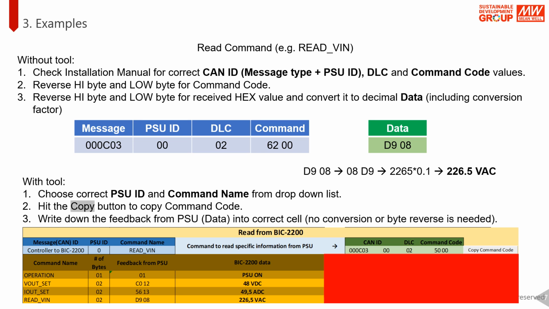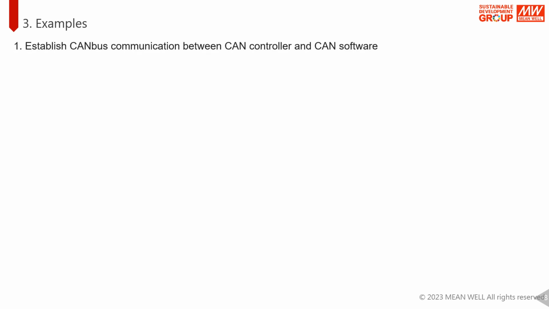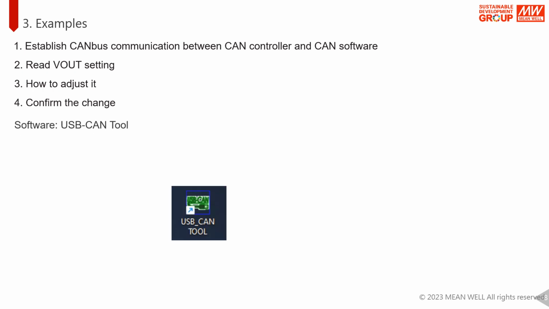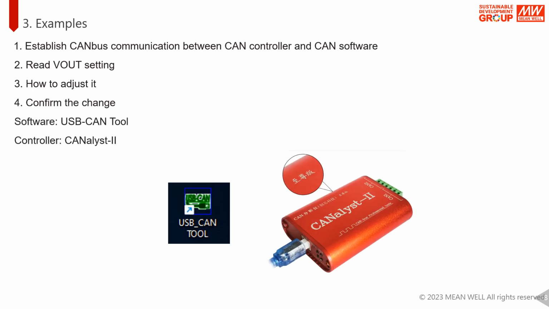In this video, it will be presented how to establish CAN bus communication between the CAN controller and CAN software, read the V-out setting, and how to adjust it and confirm the change. As for the software part, we will use a free tool called USB CAN tool. As for the controller, we will use Canalyst-II.